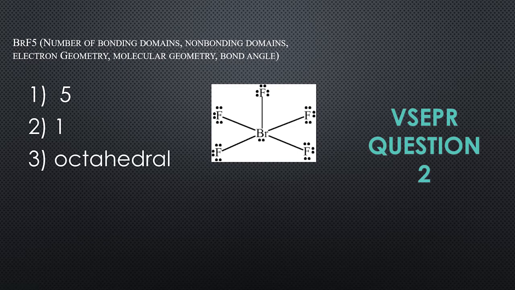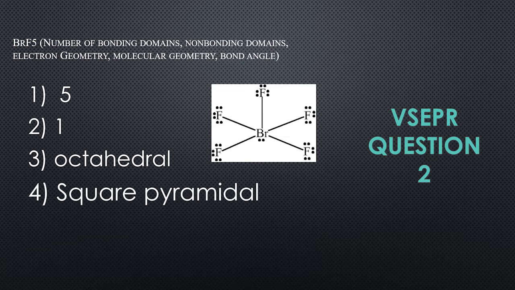and the electron geometry is octahedral because this molecule has six electron domains, and as you also hopefully know, six domains means that this shape is octahedral, and the molecular geometry of this shape is square pyramidal, and the bond angles are 90.